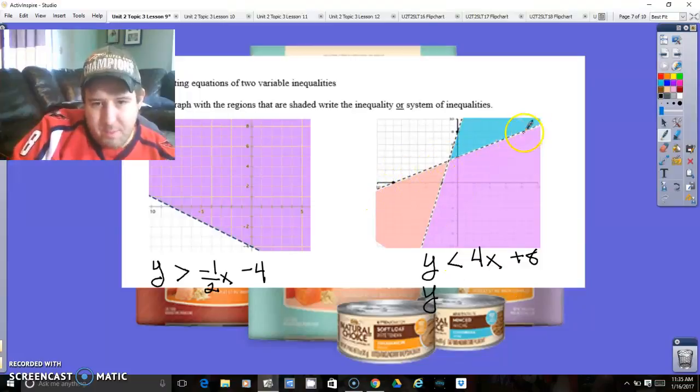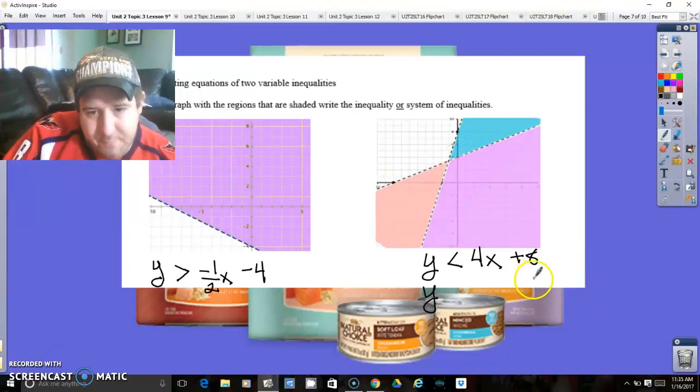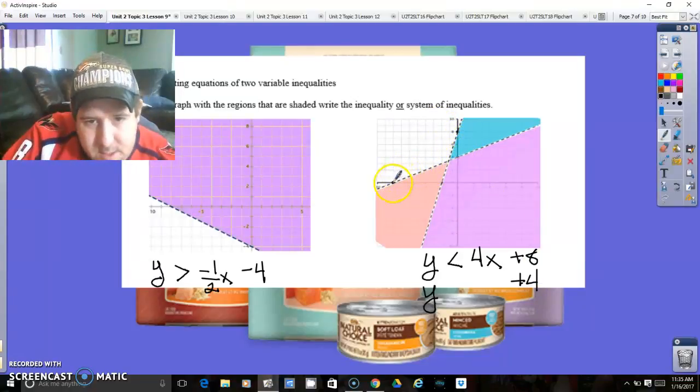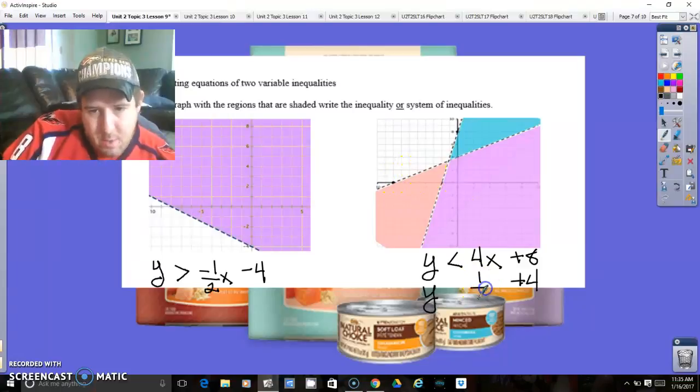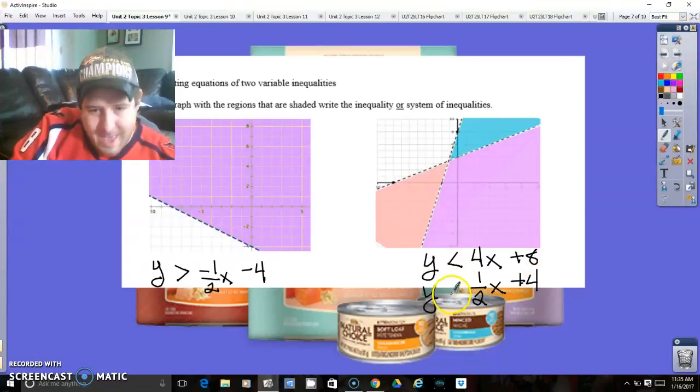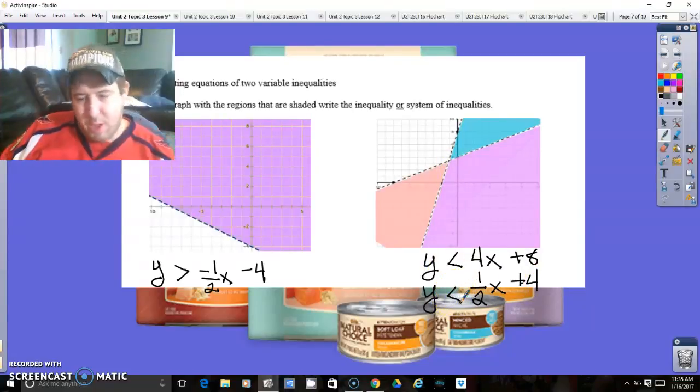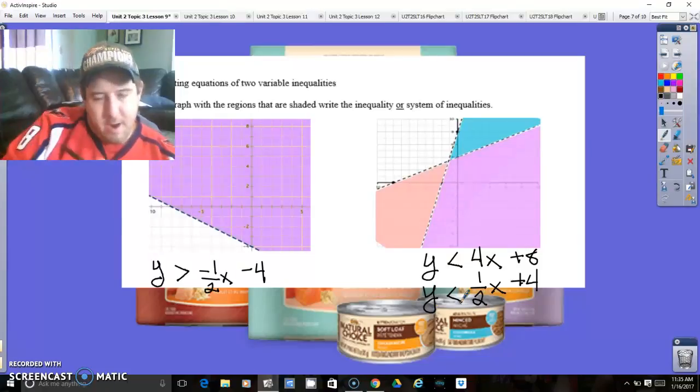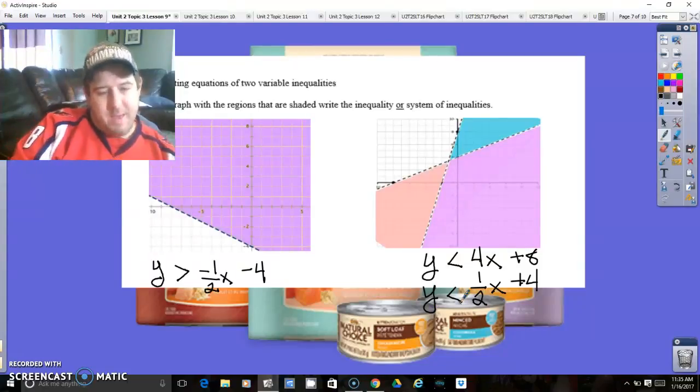Now I'll do the same thing for the other boundary line. Looks like it's hitting right here at 4, so 4 is the starting point. And it looks like it's going up 1, right 2, up 1, right 2, positive like that. So slope times x plus starting point, and this time, once again, everything graphed is below. And there's your answers.